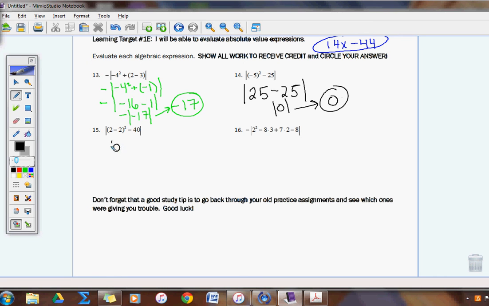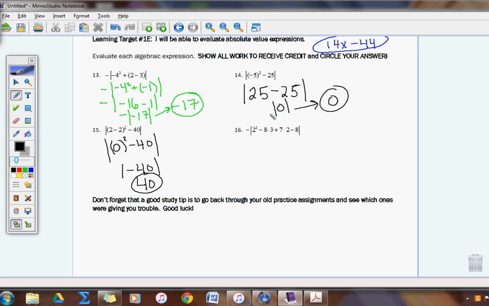Okay, and here 2 minus 2 is 0. So I'm going to do the 0 squared and leave minus 40 in there, all in the absolute value bars. What's 0 squared? Well, I believe that's 0, isn't it? So I'm going to go a little faster here. 0 minus 40 is just negative 40. Do not leave your answer like this. Remember, how far is negative 40 from 0 on a number line? 40, and that's our final answer.